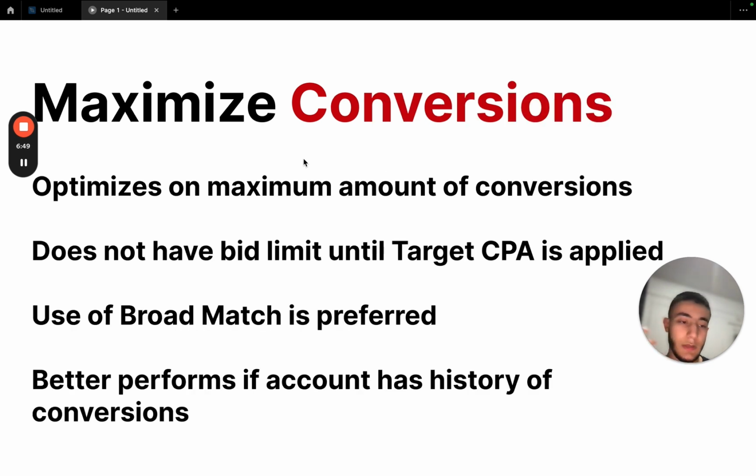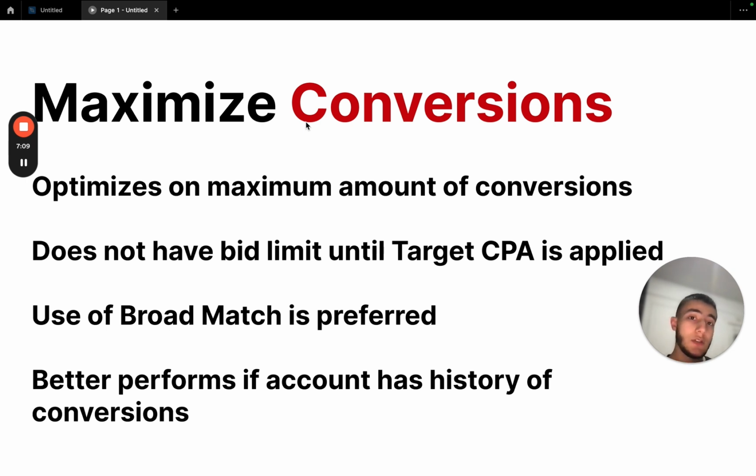So let's go over the next bidding strategy. The next bidding strategy is maximize conversions. Maximize conversions usually takes time to work well, to show really good results. It works well, but it just takes time.